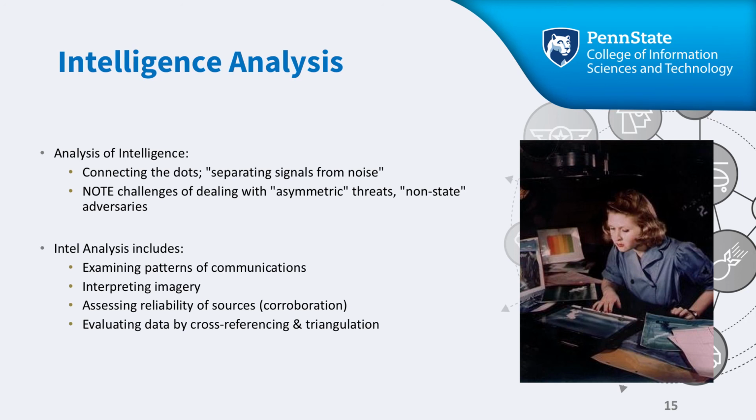There are various components to analyzing intelligence. You look for patterns of communication, interpret what images mean. Very important is assessing the reliability of sources, corroborating evidence and analysis or intelligence with other bits of intelligence. And then finally, evaluating the significance of data by cross-referencing and triangulation, meaning leveraging bits of information that you do have or analysis that has been completed and using that to develop even more good analysis.